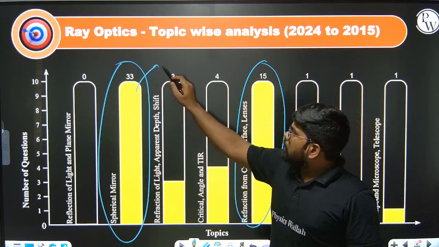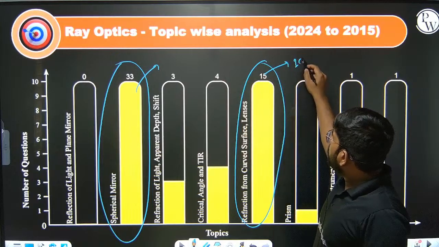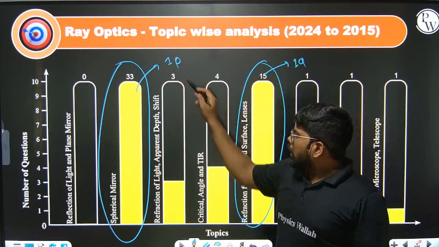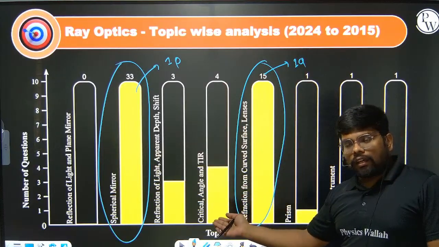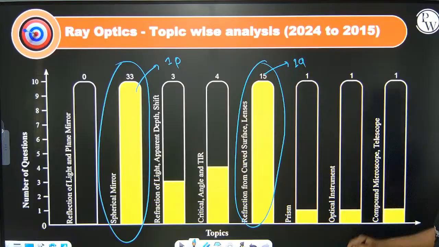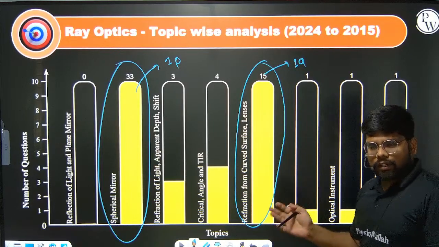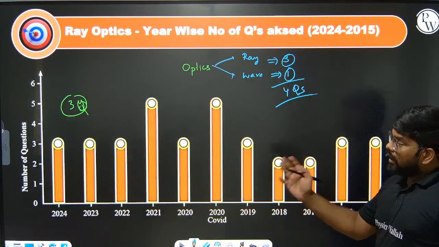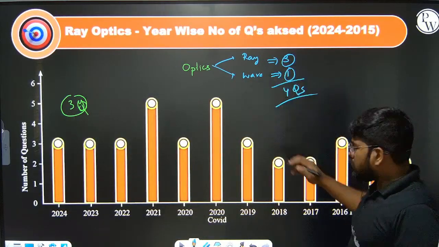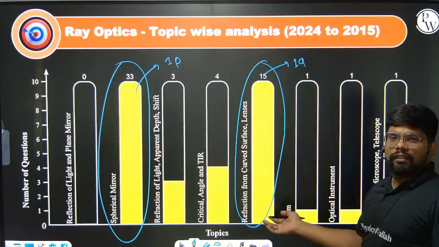Here you can expect one question. Here definitely one question will come, and here one question is expected. And the remaining topics are the basics of refraction, TIR, prism, and optical instruments. These are the 4 other topics where you can get questions from. So once you know what you have to study and why, you are going to get 3 questions, and these are the topics.